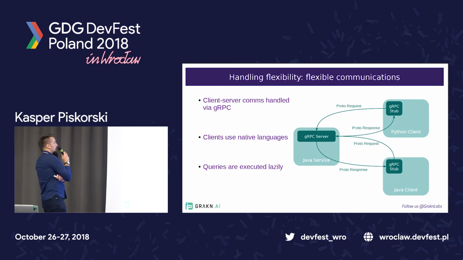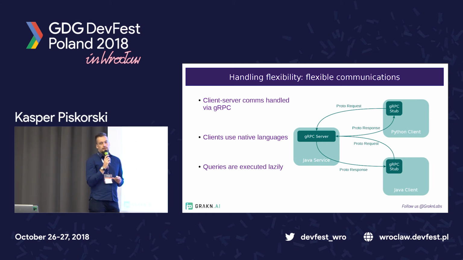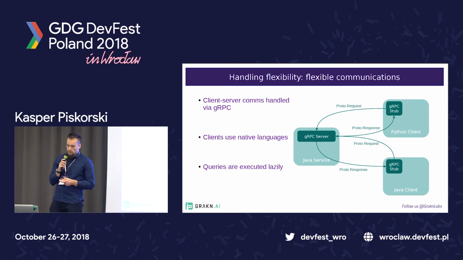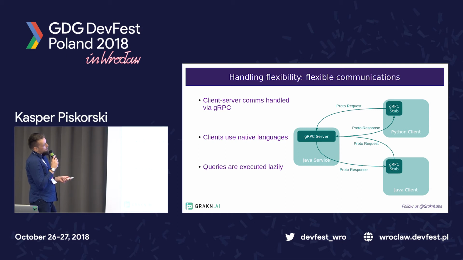The second interesting bit is how we handle communications. The flexibility comes from the fact that the user can use whichever language he sees fit, either the language that is native for him or the one he prefers to program in. Because of the way we handle client-server communications, he can access remote objects and methods as if they were local. The way to do that is to use gRPC, the Google technology for remote procedure calls, which handles all the communication details.